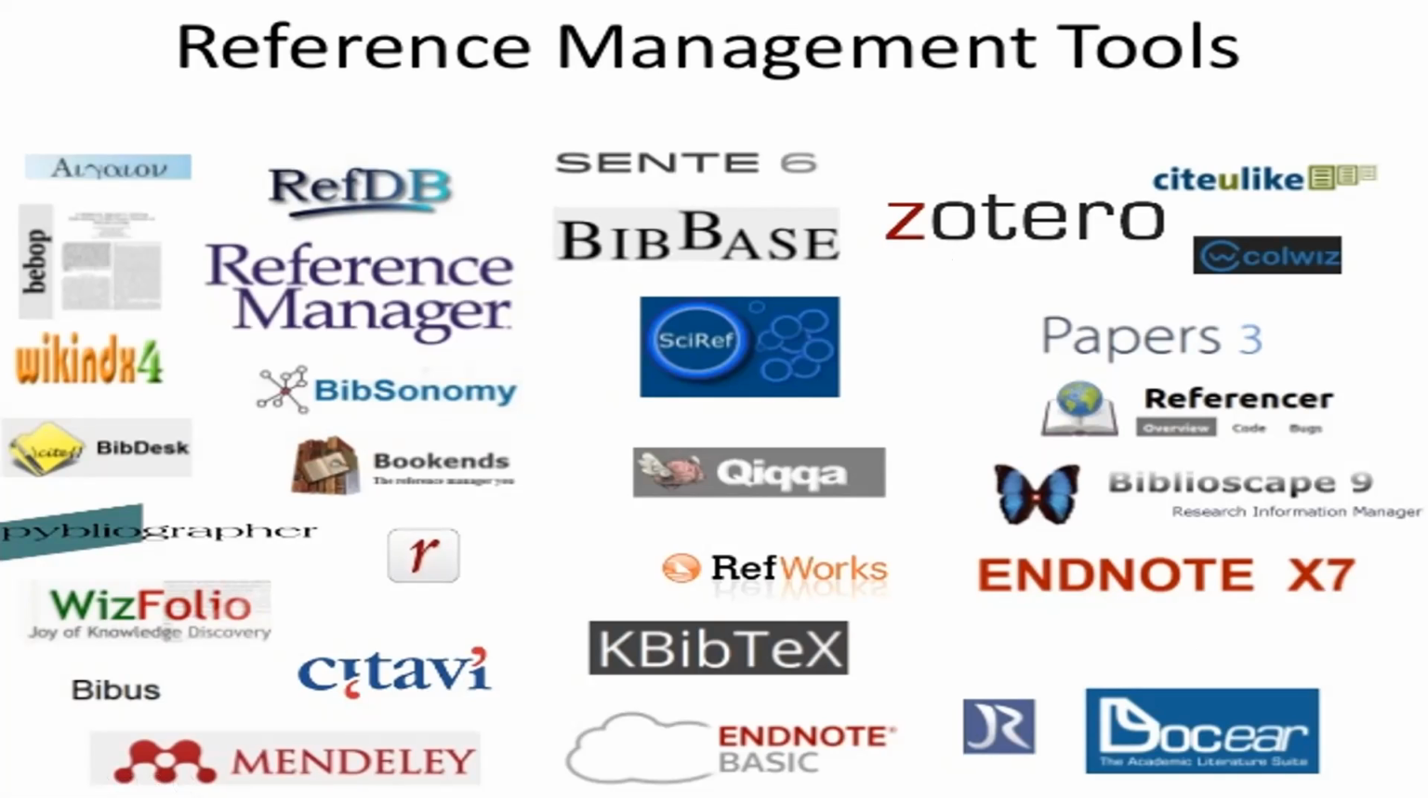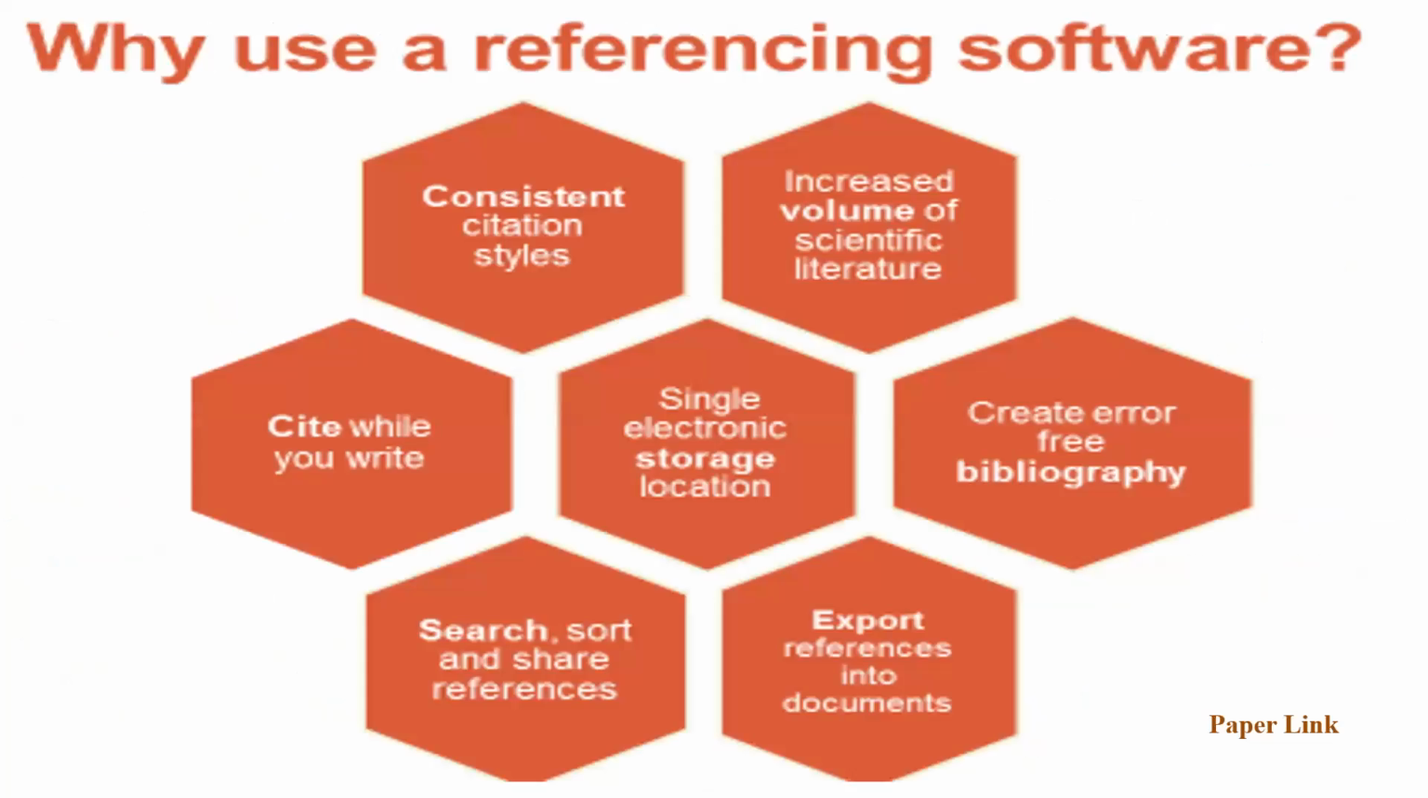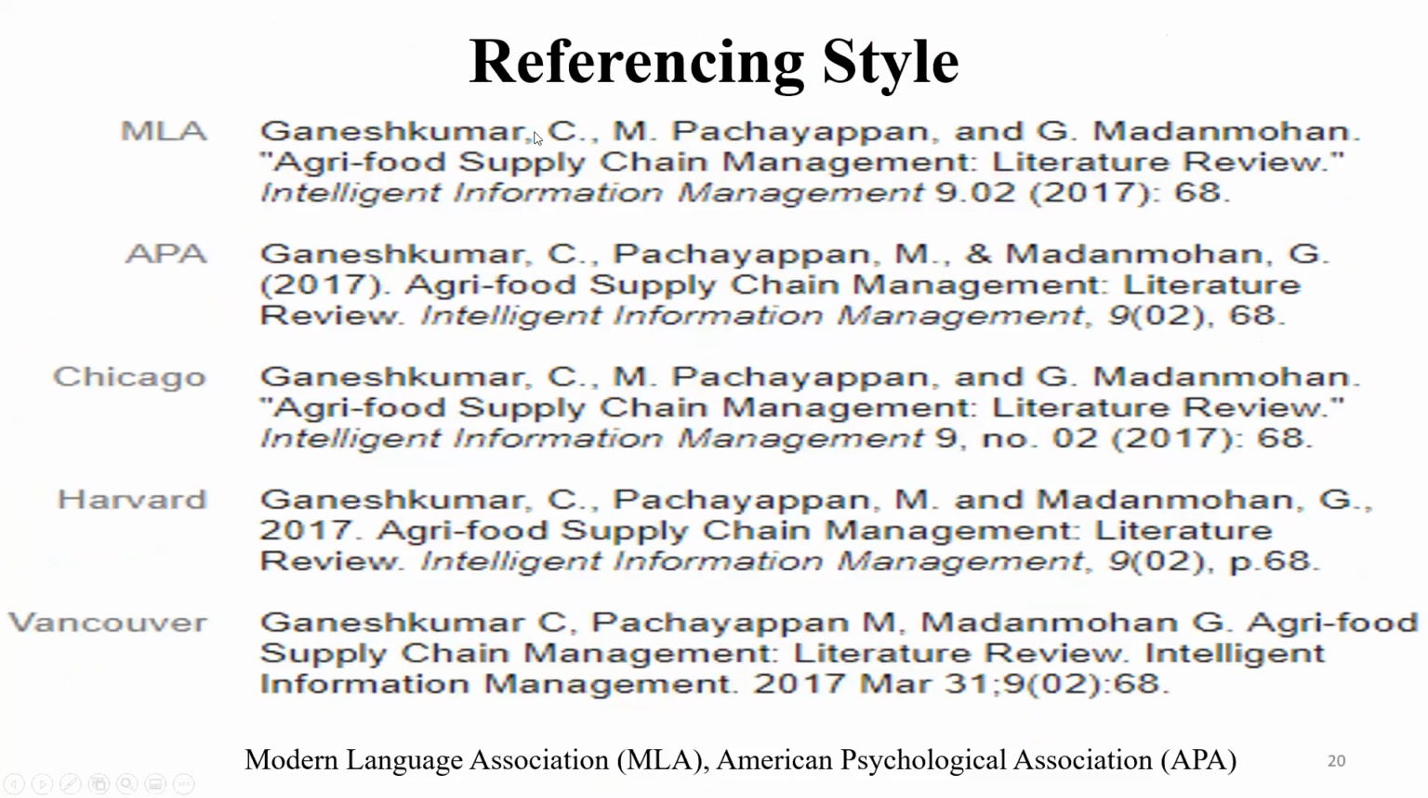Any idea what the different reference styles are? Anybody know this? What are the different reference styles? Different types of references. APA. IEEE. Very good. Any other format? Mostly these are the major formats: for example, MLA, APA, Chicago, Harvard, and so on.